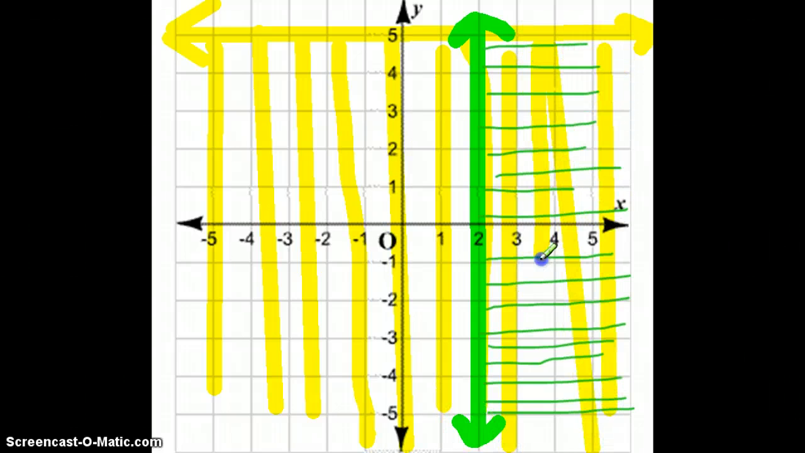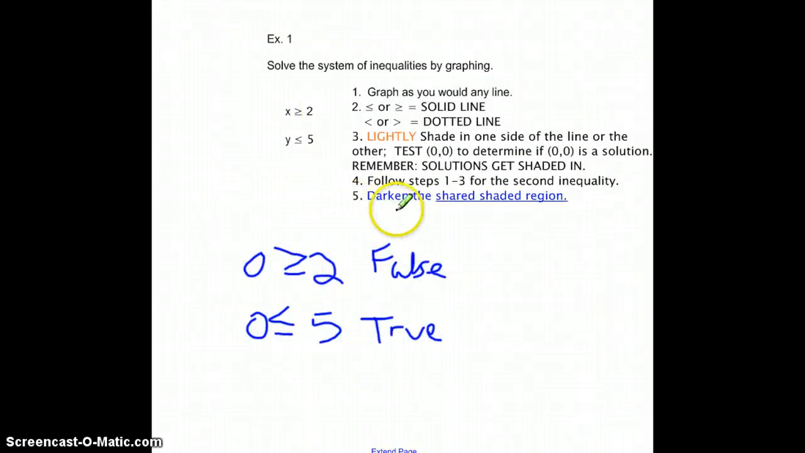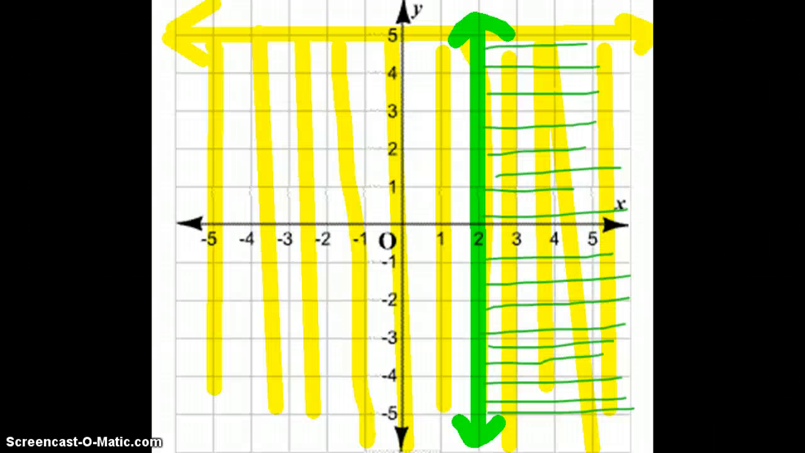Try and keep it in the same direction. Okay. Now go back. Now here's where we look at step 5, which I have in the blue here. Darken the shaded shared region. So if you look here, see the area where we have these sideways stripes in green and the up and down stripes in the yellow? That's our shared region. That's where they both intersect, right?